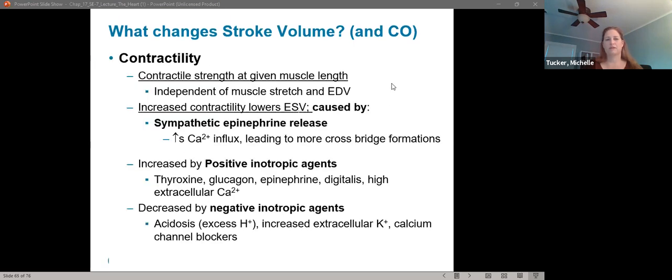The next two are going to affect end systolic volume. So we want to lower end systolic volume in order to increase stroke volume and increase cardiac output. End systolic volume is the amount of blood that remains in the ventricle following ventricular contraction. Contractility is independent of muscle length, and it is controlled by sympathetic nervous activity, which increases the number of calcium channels.